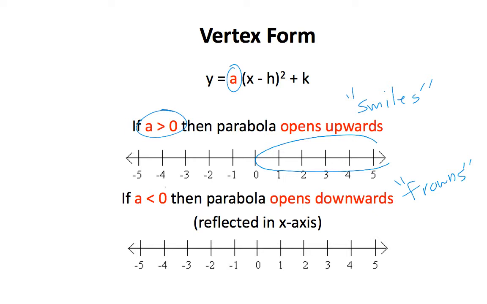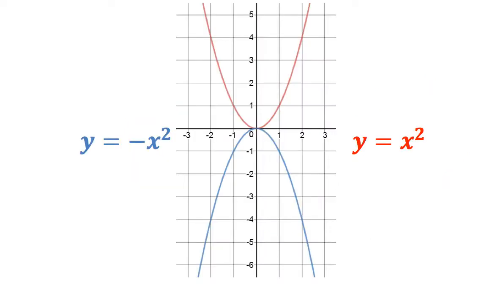What exactly does a less than 0 mean? Well, this means that a must be a negative number. It is often said that it is reflected in the x-axis. The base parabola is shown in red, y equals x squared, and the newly transformed parabola is shown in blue, y equals negative x squared. The value of a happens to be -1, which means it is frowning or reflected in the x-axis.